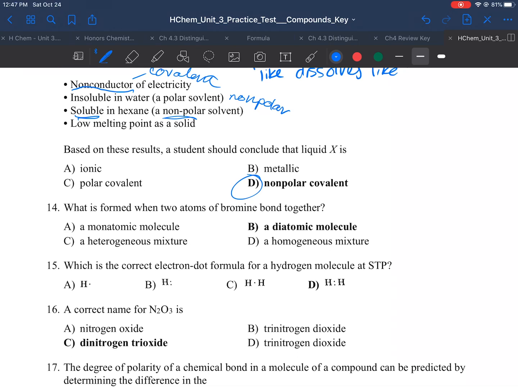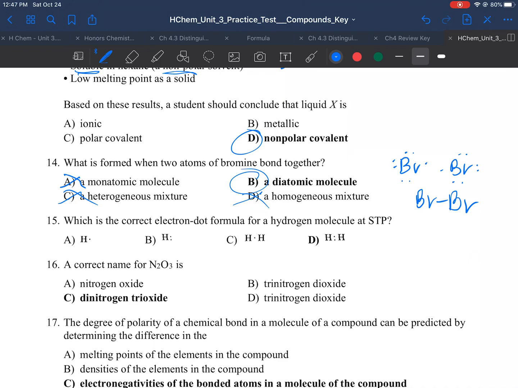What is formed when two atoms of bromine bond together? So we have to think about bromine has 7 valence electrons. So in our case, what is formed? Well, monoatomic means one atom. Well, it says we need 2. Heterogeneous and homogeneous mixtures, we're not even talking about those this chapter. So it's a diatomic molecule.